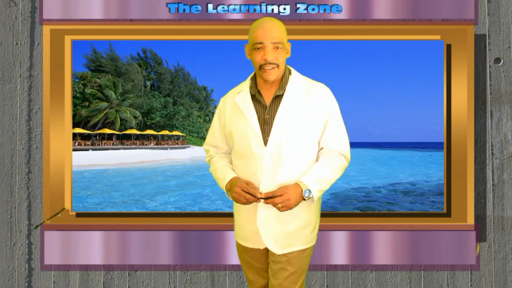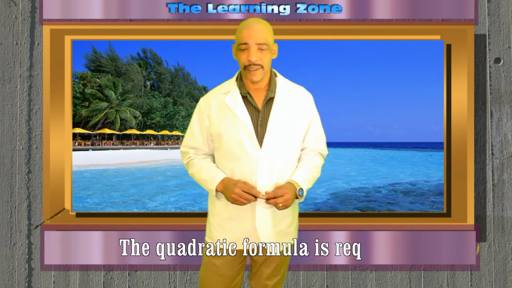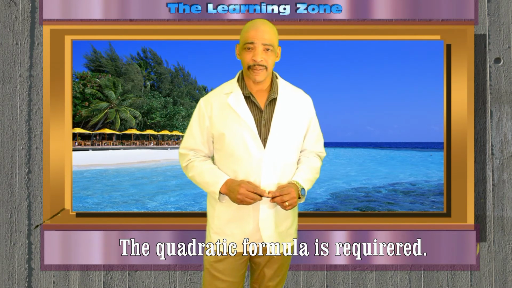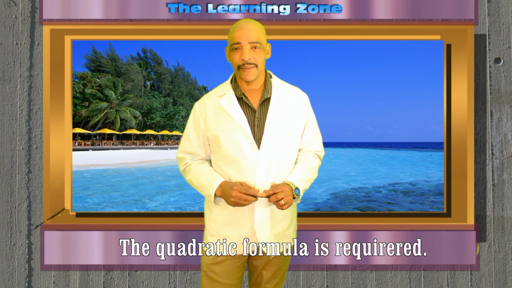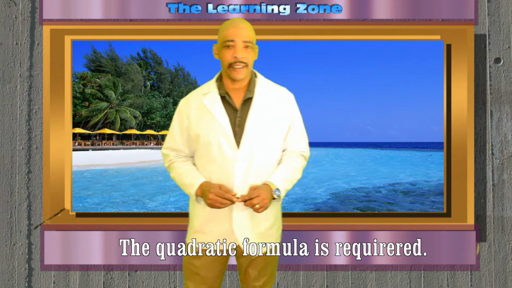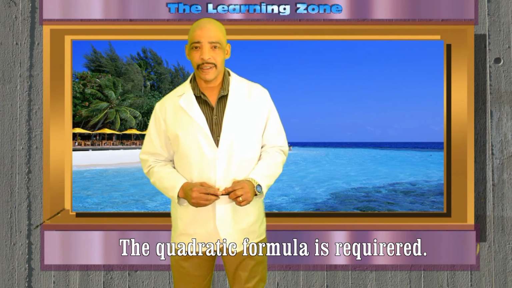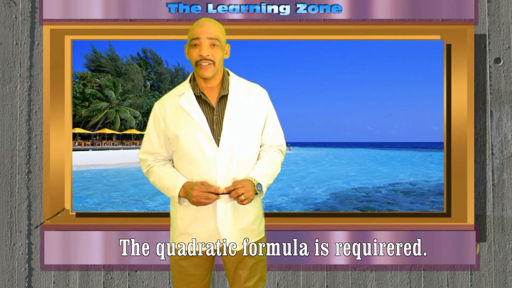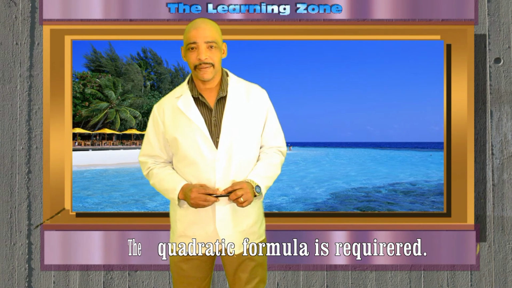Since the percent ionization of a 0.036 molar solution of hydrofluoric acid is greater than 5%, then the quadratic formula must be employed to determine an acceptable hydrogen ion concentration and thus an acceptable pH value. In my next video, I will explain how to use the quadratic formula to determine the pH of a 0.036 molar solution of hydrofluoric acid.